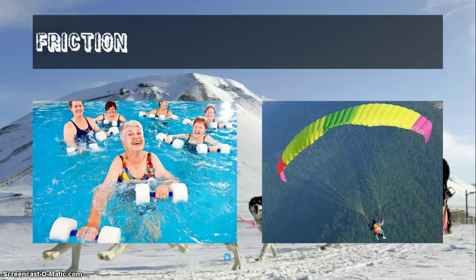You think of fluid friction in terms of movement in water. Obviously, water aerobics are very common because they provide more resistance for your body, more opportunity for your body to strengthen itself when you're moving through water. You also see air resistance, another type of fluid friction, when you're parachuting. That parachute provides a great amount of air resistance or fluid friction to slow you down.